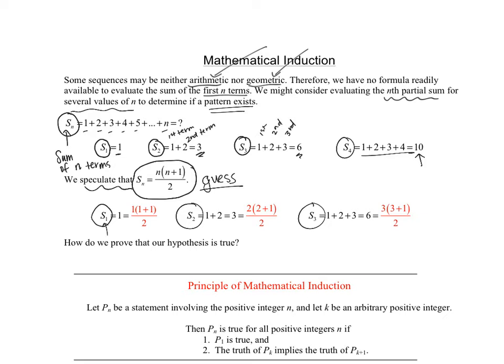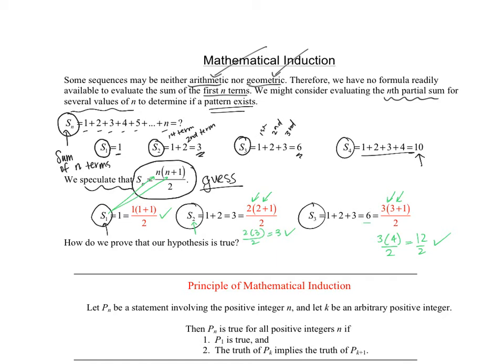So S1, we're going to plug into this formula a 1 here and a 1 here. So that would become 1 times 1 plus 1 over 2, which does equal 1. Then to find S2, we plug in 2's in those places. So you can see we replace those with 2's. So this would be 2 times 3 over 2, which equals 3. So that works. S3, we plug 3 into those places. So that's 3 times 4 over 2, which is 12 over 2, which is 6.